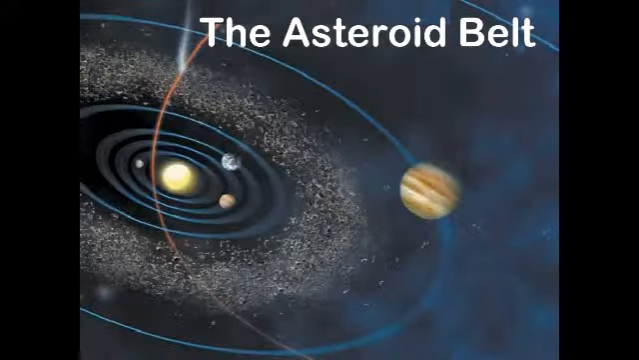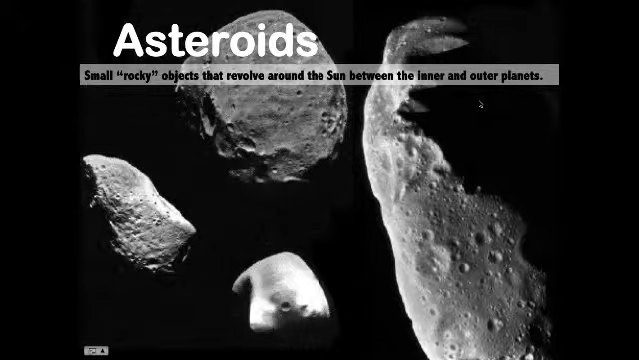Let's talk about the asteroid belt. The asteroid belt is a band of rocks that orbits in between Mars and Jupiter. Here's your definition. They're small rocky objects that revolve around the sun between the inner and the outer planets. And again, the last inner planet would be Mars, and then the outer planet would be Jupiter.